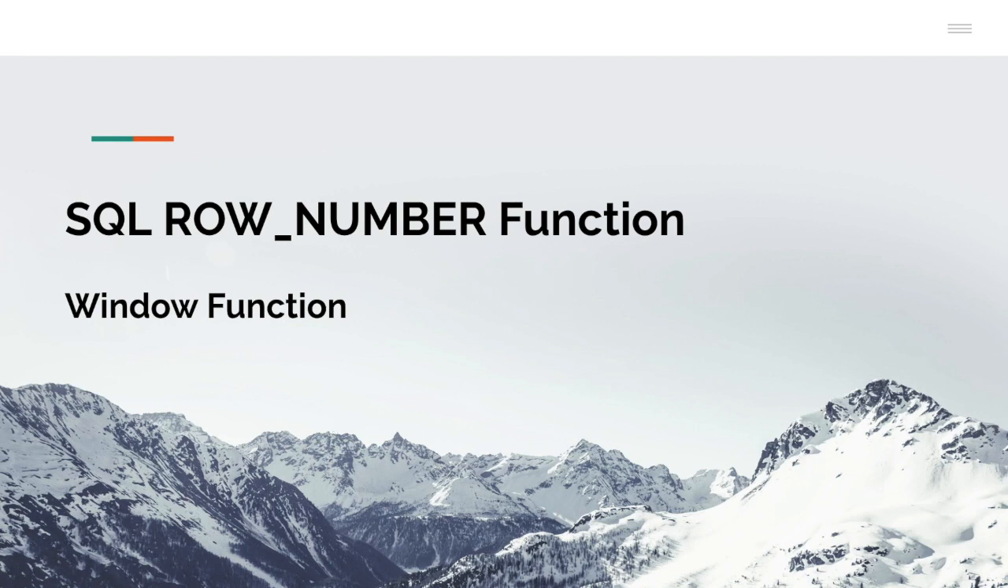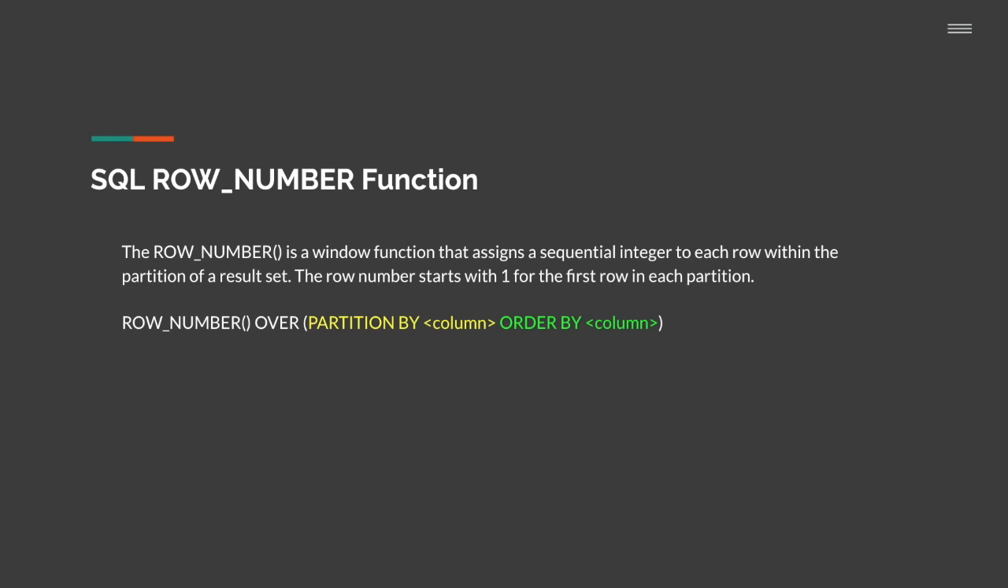Let's take a look at how to use the SQL row number function. The row number function is a window function that assigns a sequential integer to each row within the partition of a result. The number starts with 1 for the first row in each partition.